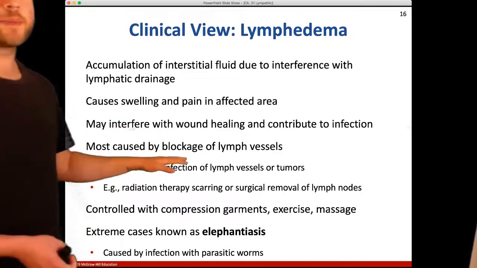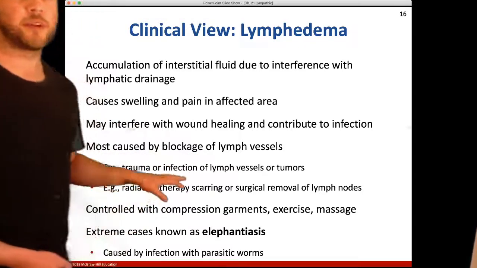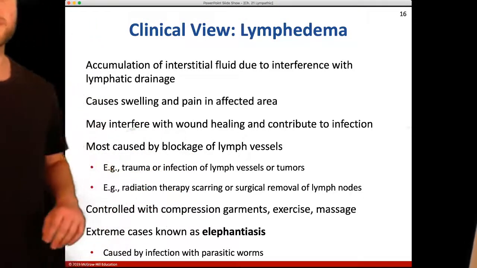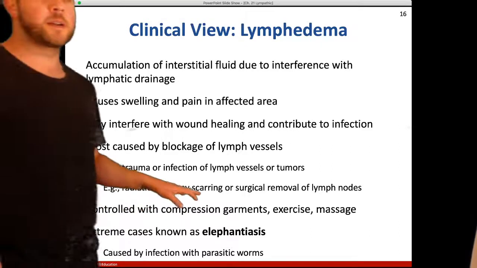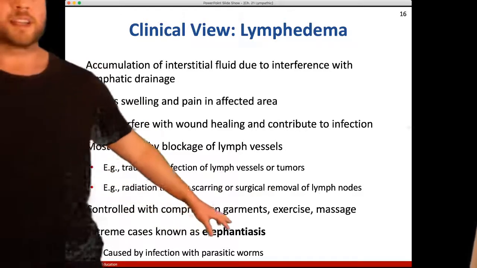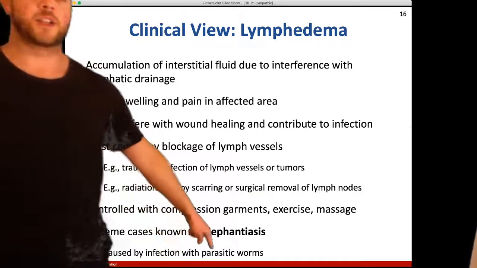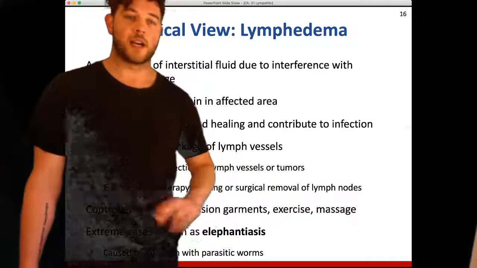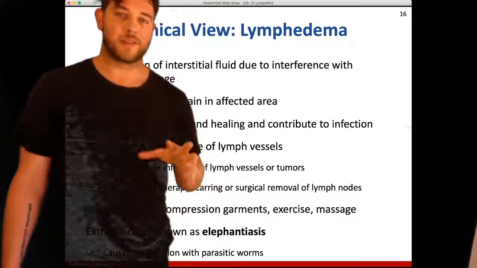Most cases are caused by blockage of lymph vessels, trauma or infection, tumors, radiation therapy, scarring, or surgical removal of lymph nodes. It's controlled with compression garments, exercise, and massage. Extreme cases are known as elephantiasis, caused by infections with parasitic worms. There are some contraindications with massage. There are different types of lymphedema.